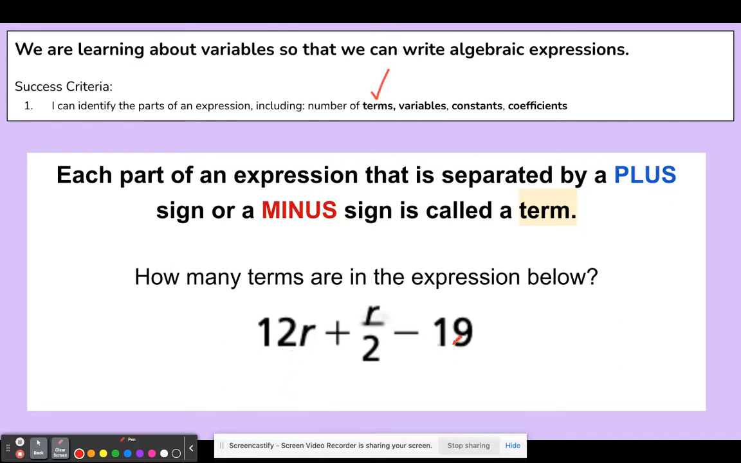Variables. When you come through here and you want to see what the variables are, you're looking for letters. The only letters I see are r. Okay? So there were three terms. r is the variable.